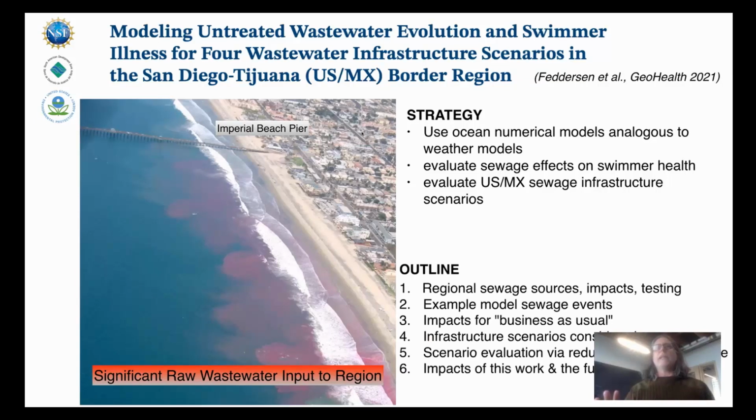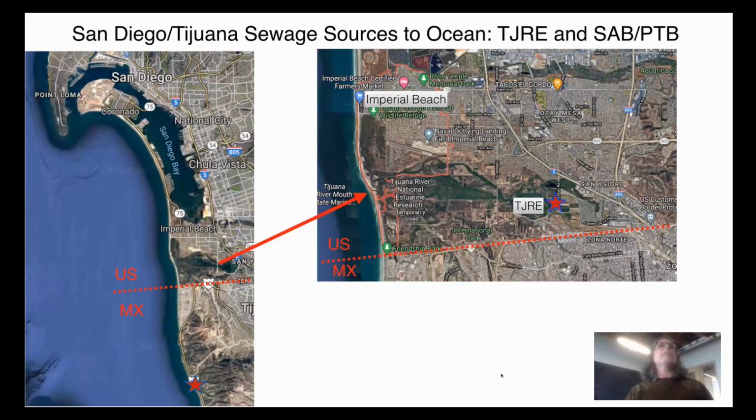The outline here is, I'm going to tell you a little bit about the regional sewage sources, impacts, and testing. Some of this may be familiar to some of you, some not. I'm going to show you some example simulated sewage events. I'm going to talk about the impacts for business as usual, meaning no change to what's going on. We're going to simulate the year 2017. Then I'll talk about the infrastructure scenarios considered, how we evaluate them in terms of reduction of beach closures, and then the impact of this work in the future. So let's get started.